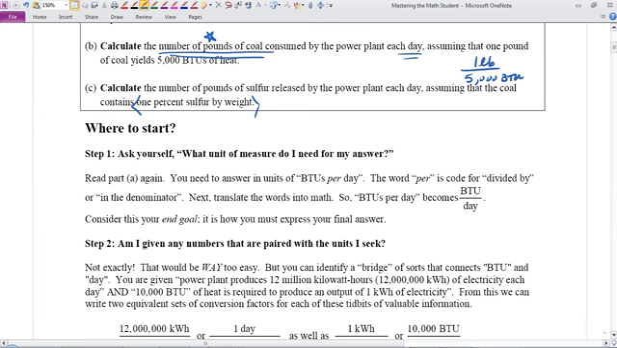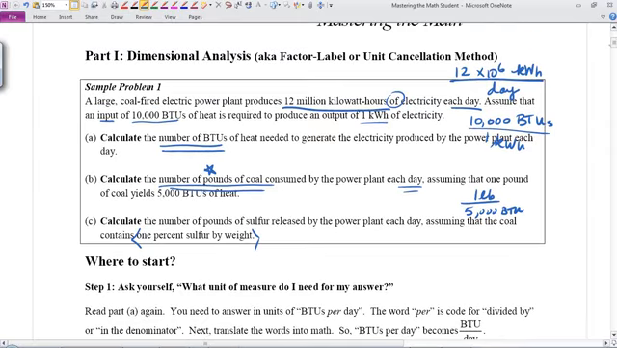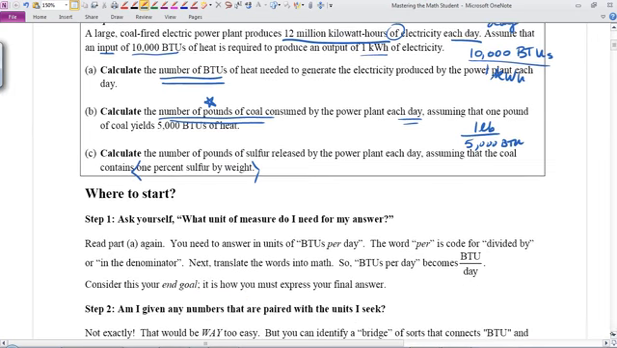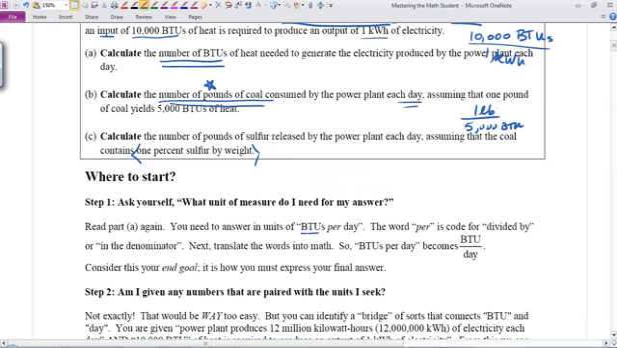So you go back up and you read part A again. It says, calculate the number of BTUs needed to generate the electricity produced by the power plant each day. So BTUs per day is what you're after. And the word per is code for divided by. So BTUs per day in words becomes BTU per day as a conversion factor, as what you need.